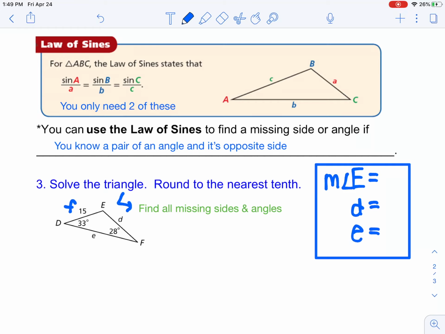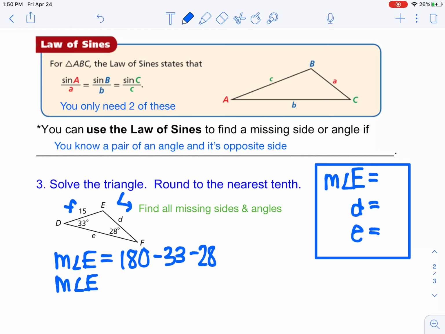Starting off with the measure of angle E, I'm given those other two angles, so remember I can just subtract from 180. So the measure of angle E equals 180 degrees minus 33 minus 28. So the measure of angle E equals 119 degrees. Okay. Up next, let's see if we can find our missing side d.